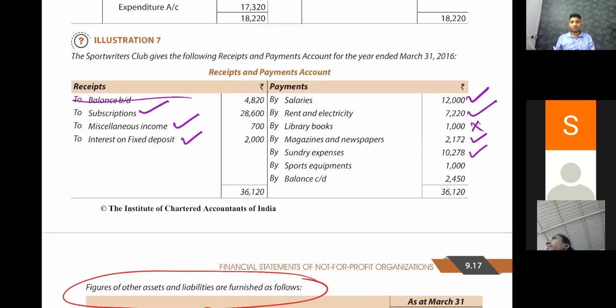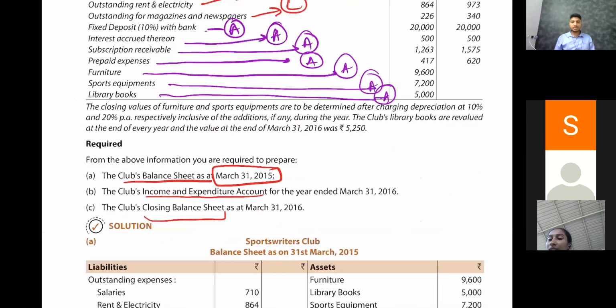That also does not go. By balance carried down, it will not go to my income and expenditure account. So I told you on the receipt side, 3 items should go to income and expenditure account, and on the payment side, 1, 2, 3, 4 items should go to income and expenditure account. However, let us also look at the adjustments. The closing value of furniture. So they are talking about depreciation. I leave it to you to calculate depreciation.